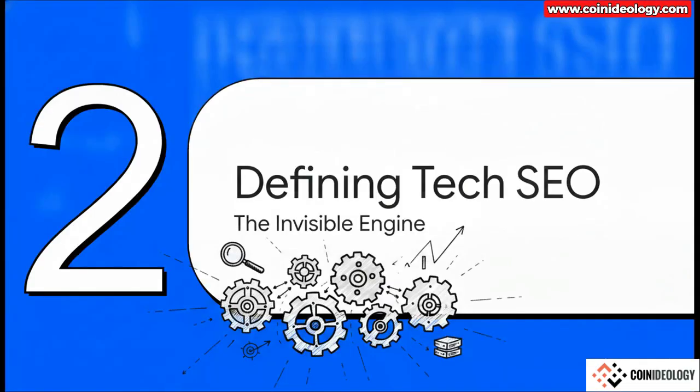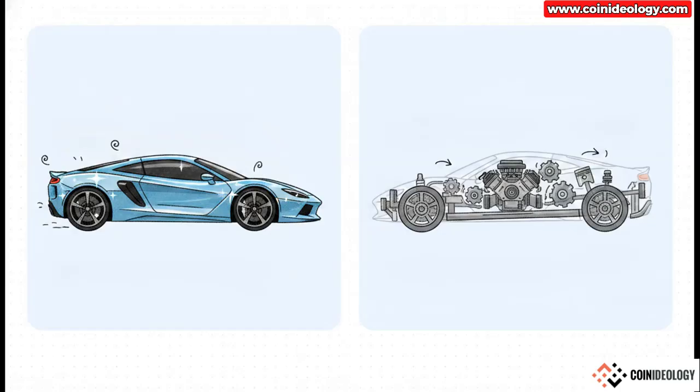Section 2. Defining technical SEO. And this brilliantly illustrates the core difference. Think of general SEO, your content and your keywords, as a beautiful glossy paint job on a sports car. It's what everyone sees, it's what they interact with. But technical SEO, that is the underlying infrastructure. It's the engine, the transmission, the chassis.